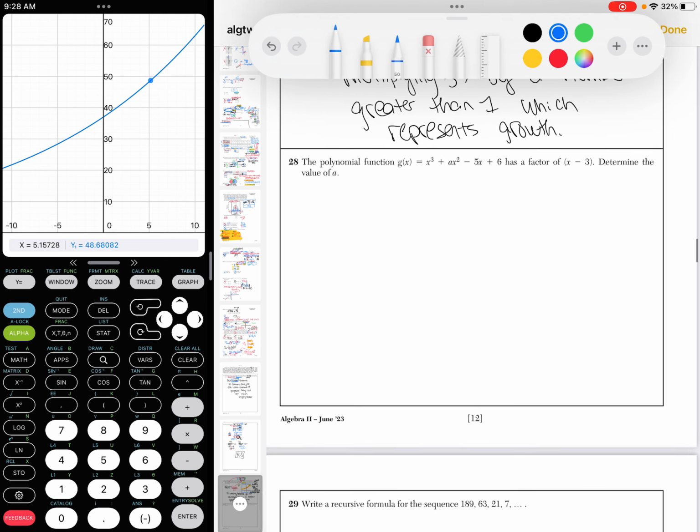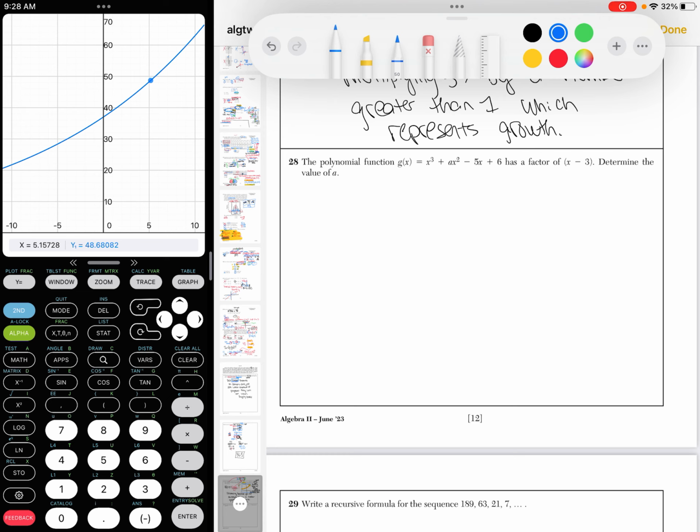All right, let's jump to 28. I really loved question 28 because I'm a math nerd. But it asks something that we've learned in class in a slightly different way. It says the polynomial function g of x has a factor of x minus 3. Determine the value of a.